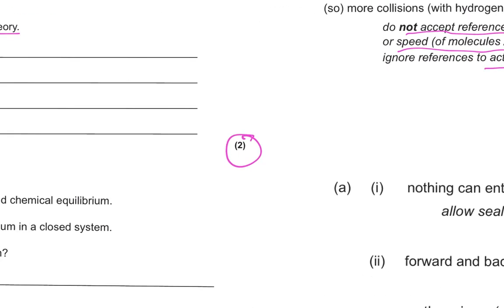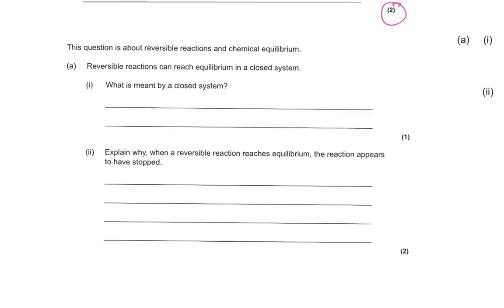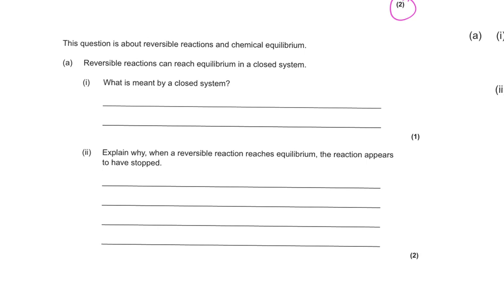Now, our second question, based on what we've done today, is about reversible reactions and chemical equilibrium. And this one is worth 3 marks. So the first question: reversible reactions can reach equilibrium in a closed system. What is meant by a closed system? This is a 1-mark answer. It's a very simple definition.